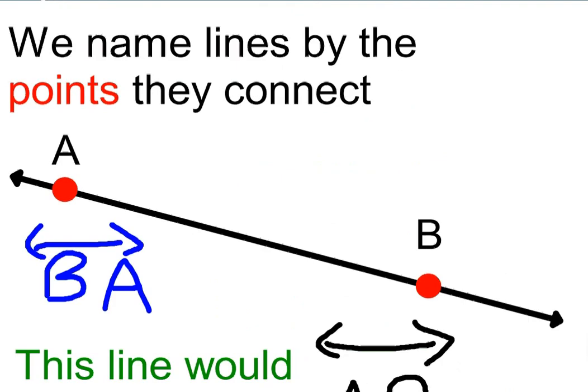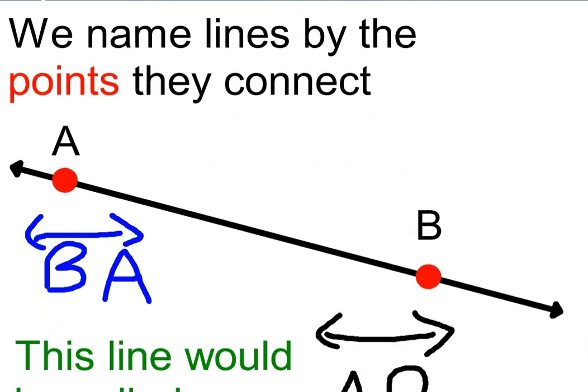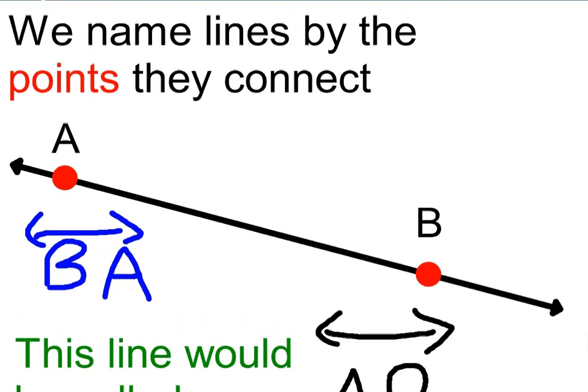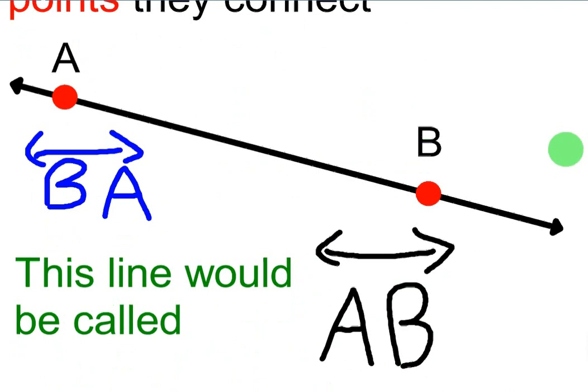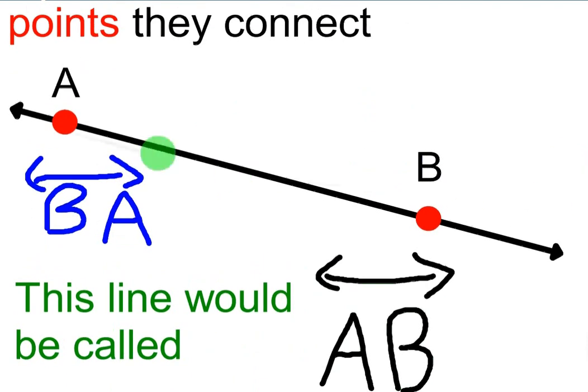And the way we name lines, we name them by the points that they connect. So points usually have names, right? A lot of times capital A and capital B. So this particular line, we could either call BA or AB. It doesn't actually matter which point you choose first, because it's the same line, right?